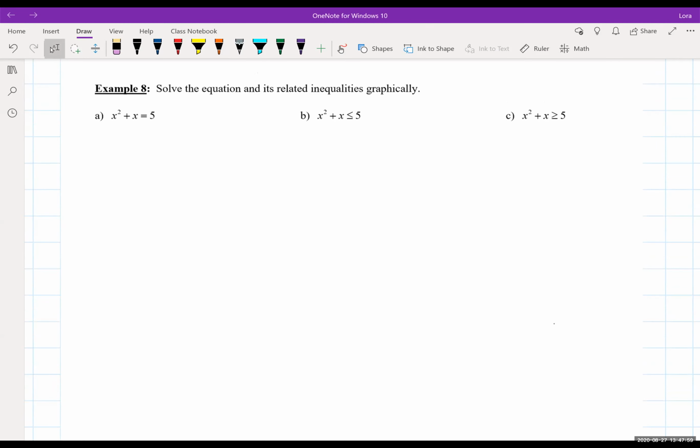Let's bring out our TIs. We're going to look at solving the equation and its related inequalities graphically. My favorite part. So this means we're going to use our TI. And we've done this before with chapter 1 and chapter 2. All that changes really, it's not the steps, it's just the equations and the inequalities that we see. So now in chapter 3, we are addressing solutions to quadratic equations and quadratic inequalities.